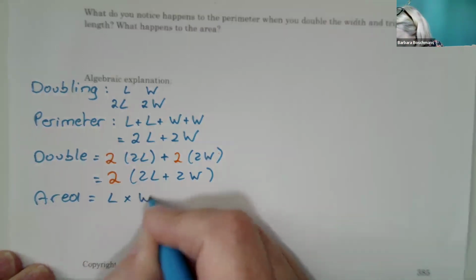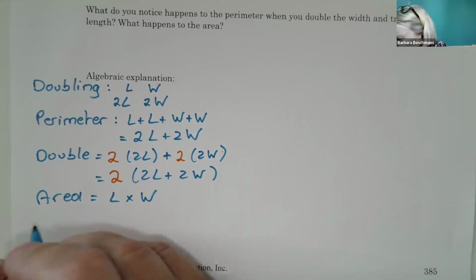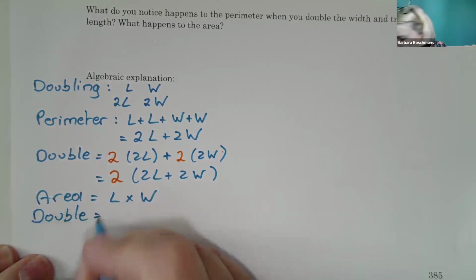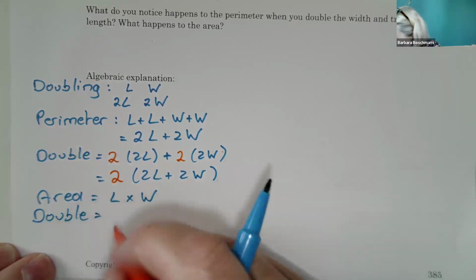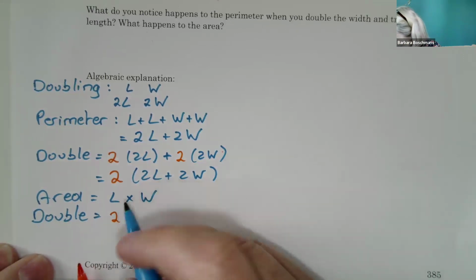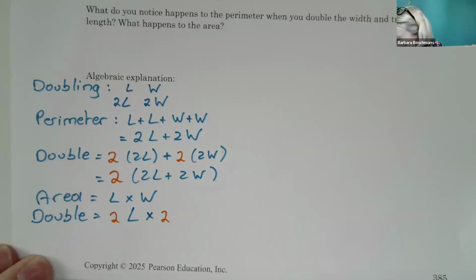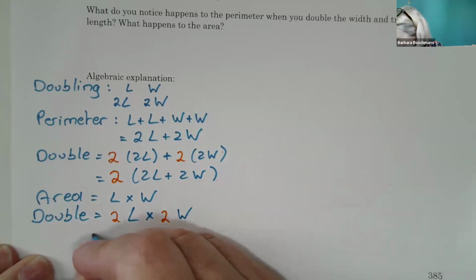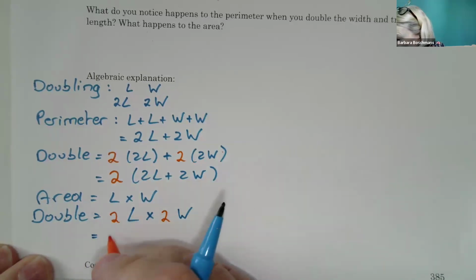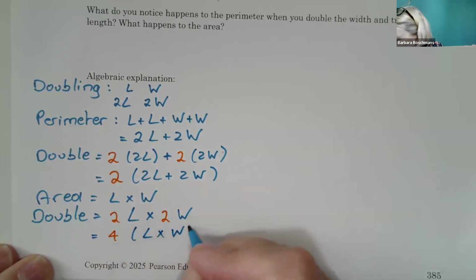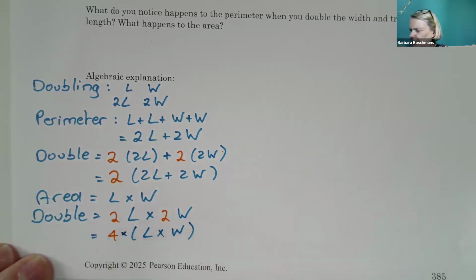Area is length times width. If I double, that's 2L times 2W, and that would give me 4 times the length times the width. So you quadruple the area, and hopefully that's what you found a couple pages ago.